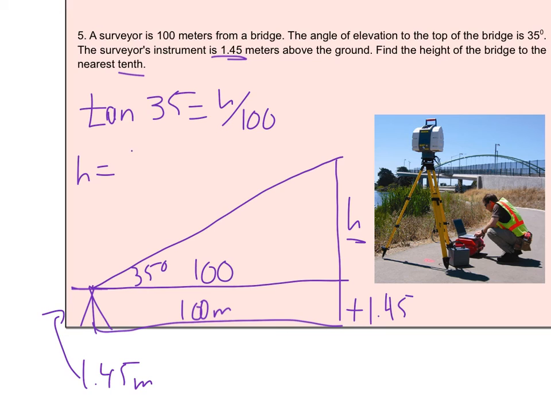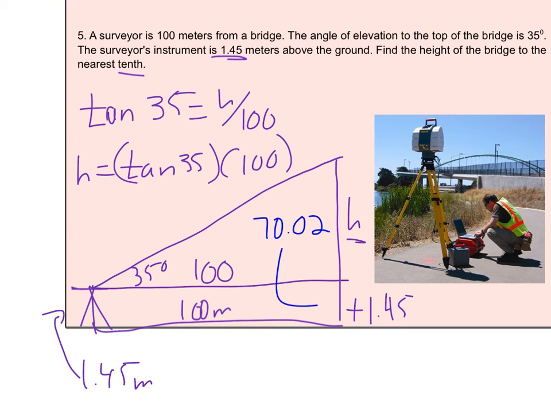So my height is going to be the tangent of 35 times 100, which gives me 70.02 plus the 1.45. So that's going to be 71.5 meters. That is how high the bridge is going to be.